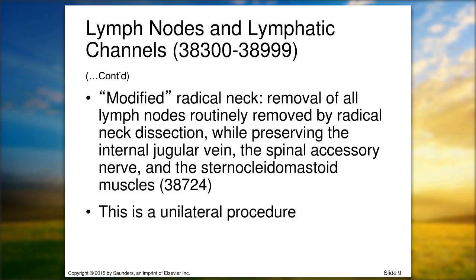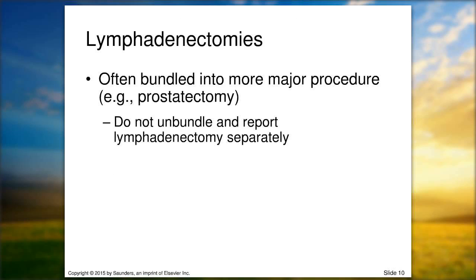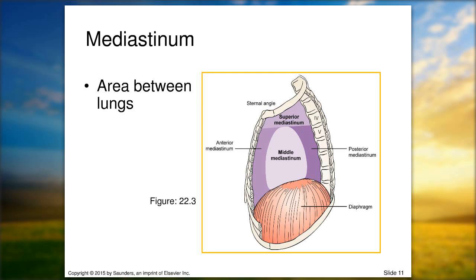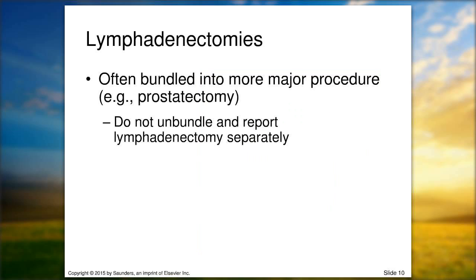Your limited lymphadenectomy may be bundled into a more major procedure. When this occurs, only the major procedure is reported. Your superficial code would be the 38500. Your codes 38510 and 38525 are your deep codes. And your internal mammary code is the 38530 code.